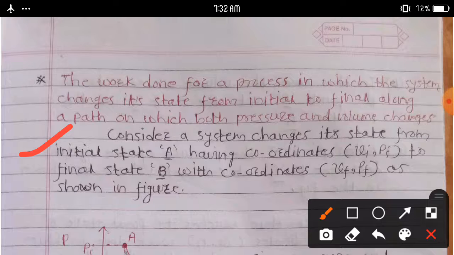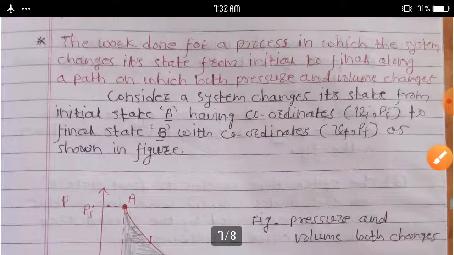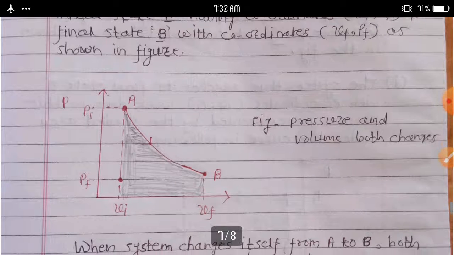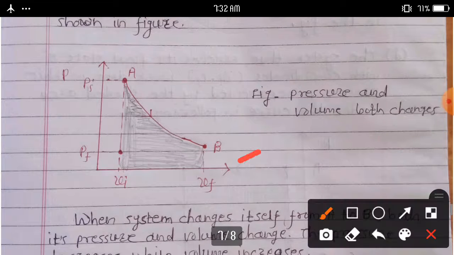Consider a system that changes its state from the initial state, here A, having coordinates V_i, P_i, to the final state B with coordinates V_f, P_f, as shown in these figures. At point A consider coordinates V_i, P_i, and at point B consider coordinates V_f, P_f.